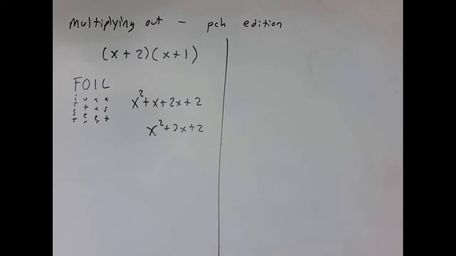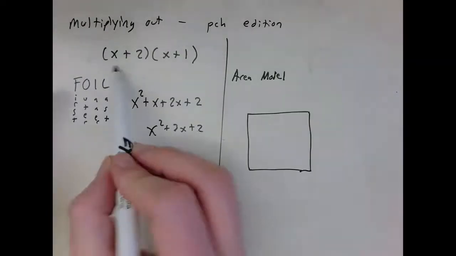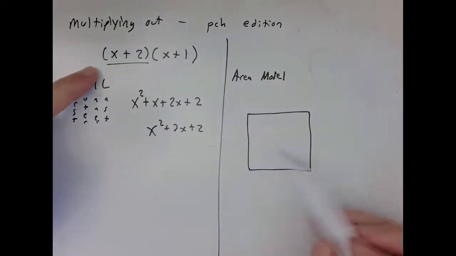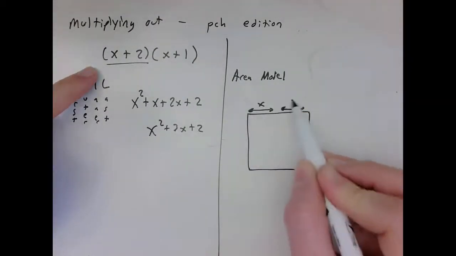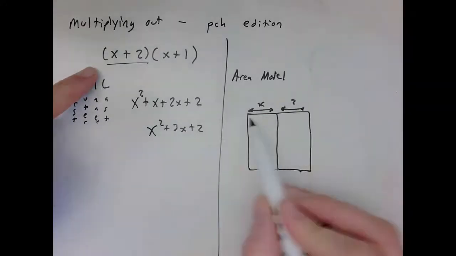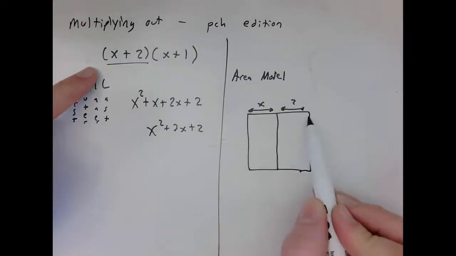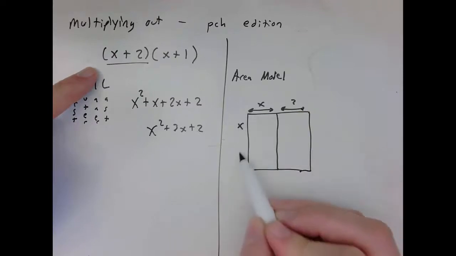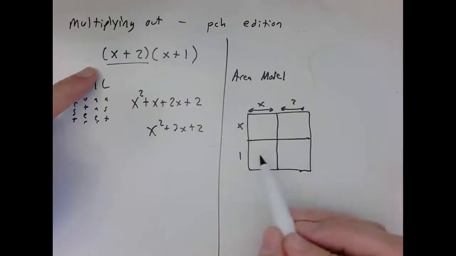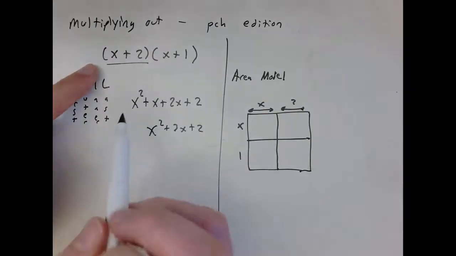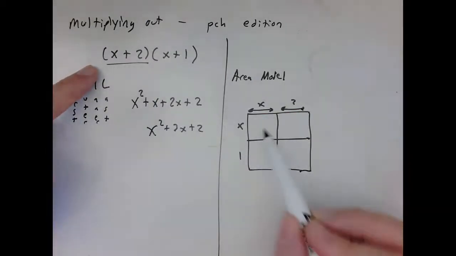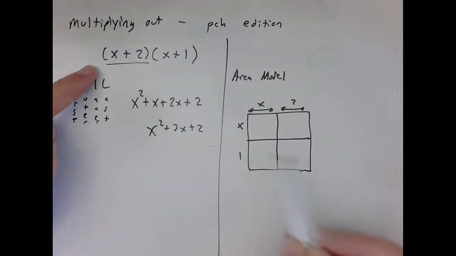Or you use the area model. For the area model, you think about x plus 2 as describing a length. So this would be length x, this would be length 2. And when you add them together, this entire length is x plus 2. This is length x, this is length 1. And then if you're multiplying this length times that length, it gives you an area. But that area must be the same as the area of all of the parts that make it up.